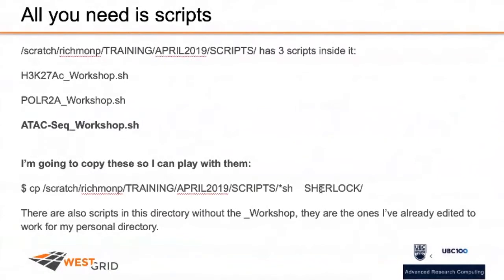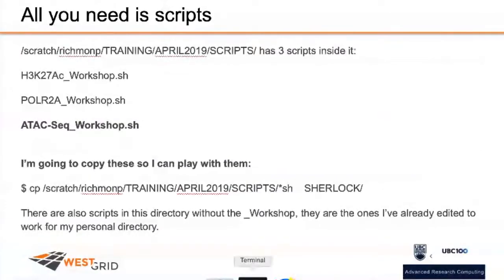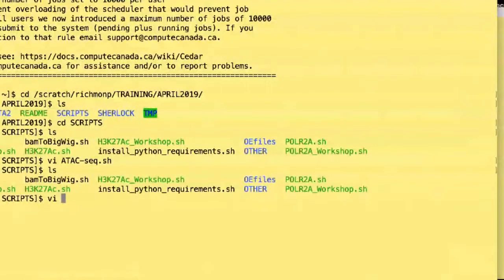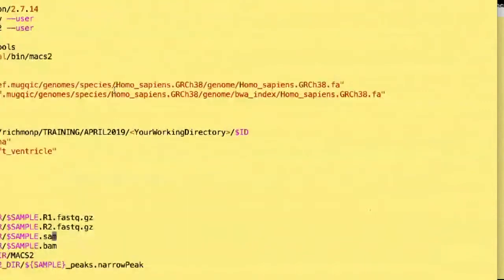So I've copied these scripts into the directory Sherlock. The scripts that end in underscore workshop, these are the ones that you're going to want to edit. So if I take a look at, for example, this ATAC-seq workshop script, up at the top, you can see if I was to submit this to the scheduler right now, it would not work. You'd have to replace this with your account, replace that with your email address, and change this to be your specific working directory within April 2019.